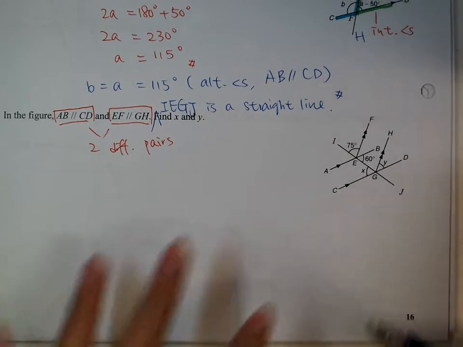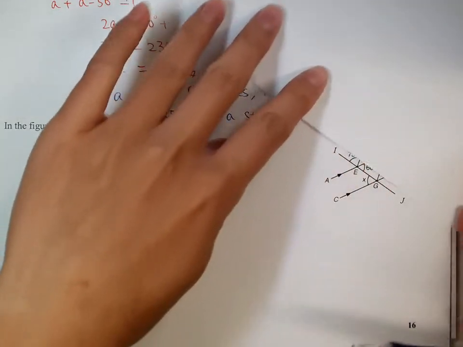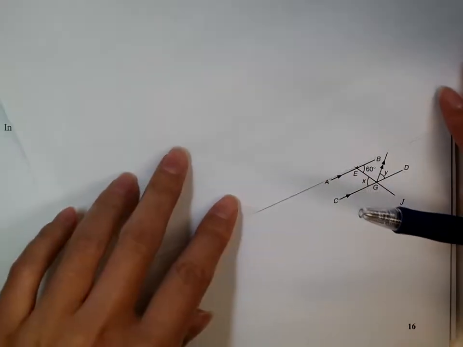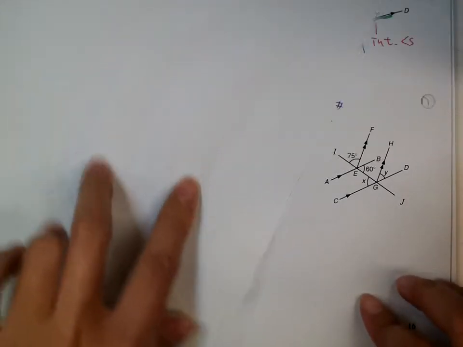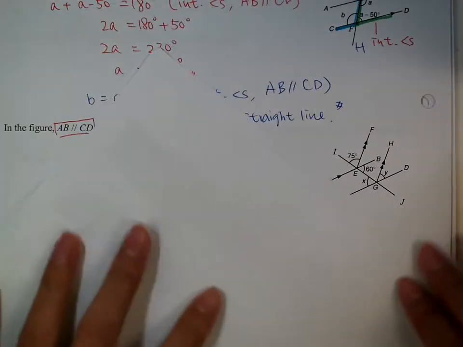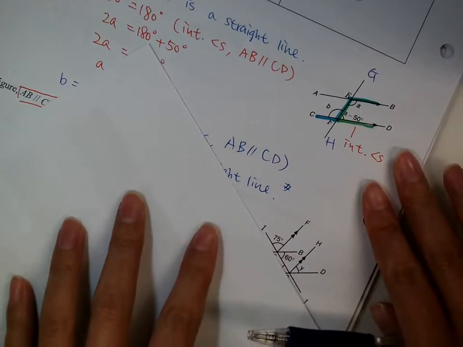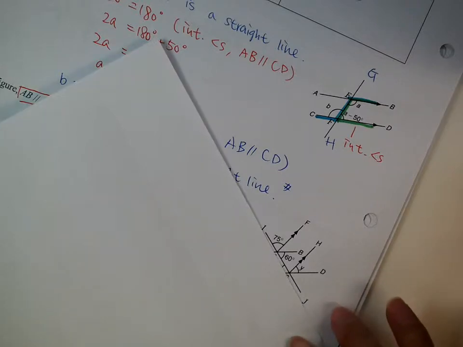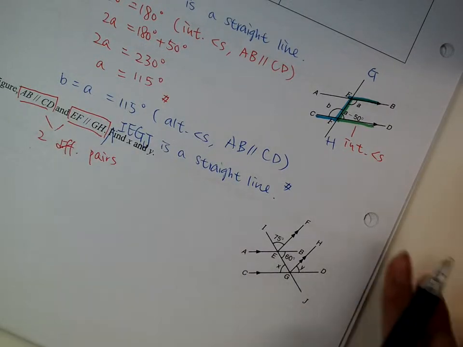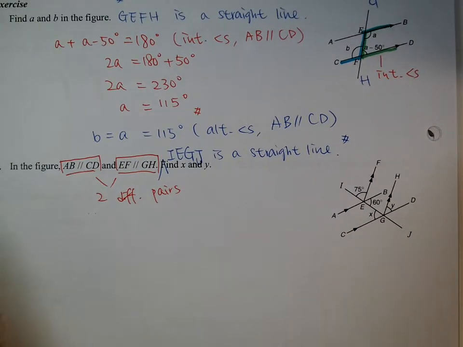Okay, maybe you focus on this one first, AB and CD. So what can you see? AB and CD, what can you see? Or you focus on EF and GH, this one. What can you observe? Think about it first. So maybe you can observe that.